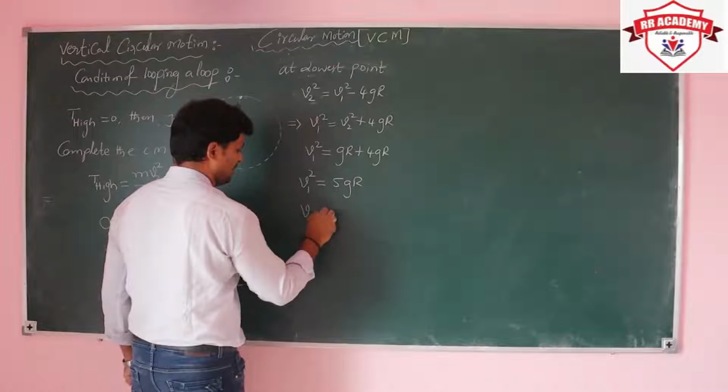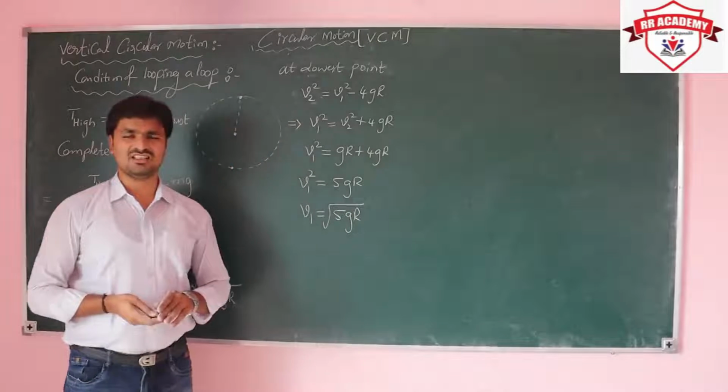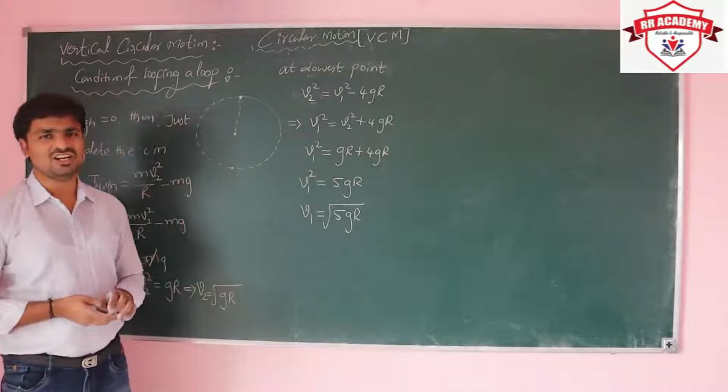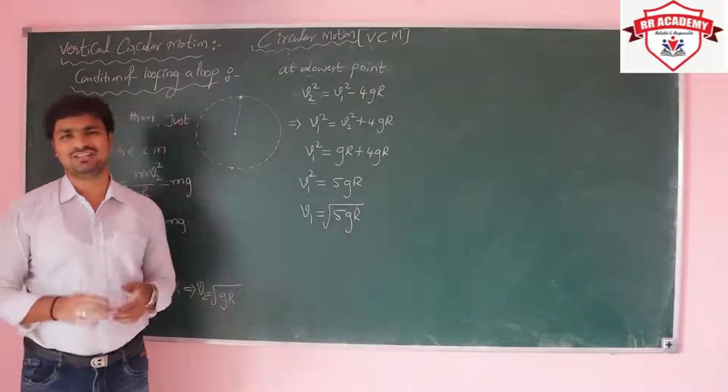The value of v1 is under root 5gr. This is the condition. In this condition, the velocity at the lowest point is under root 5gr.